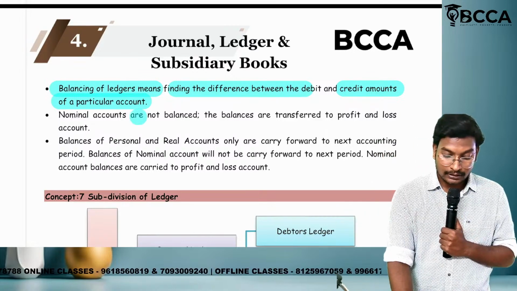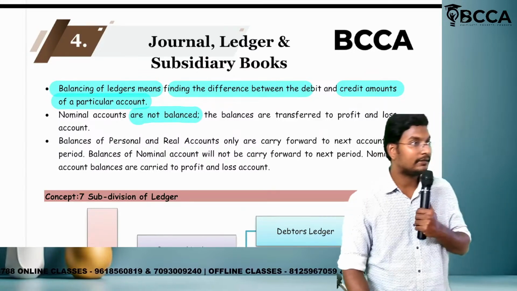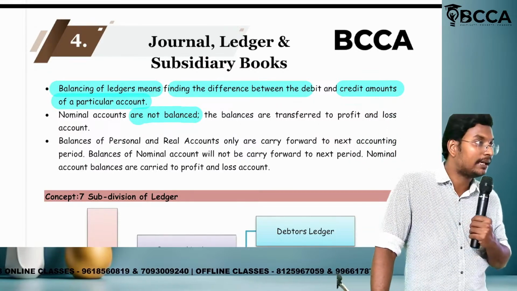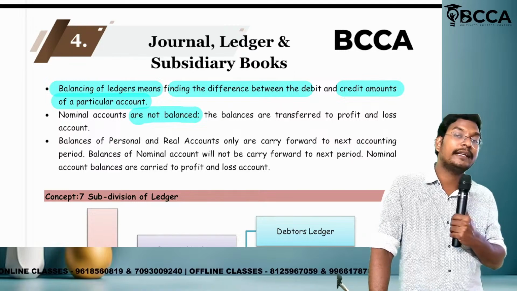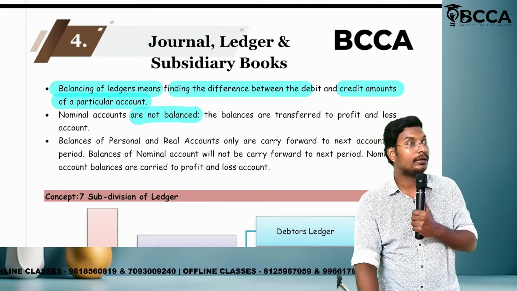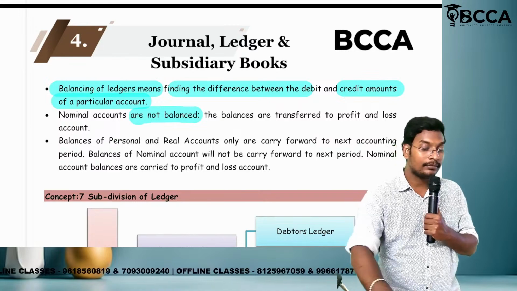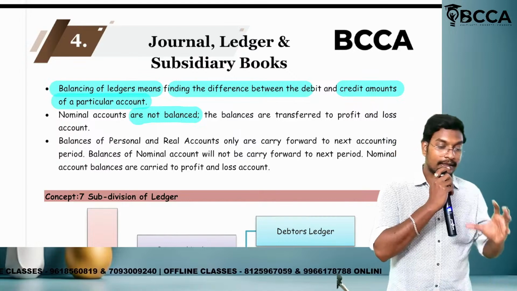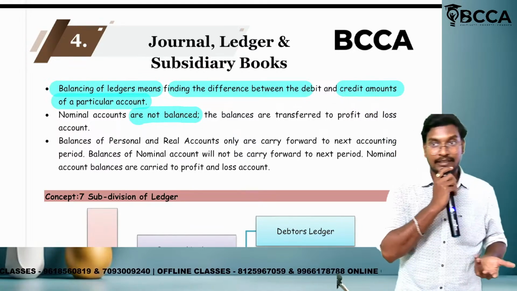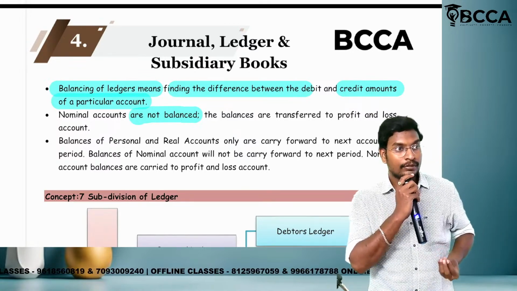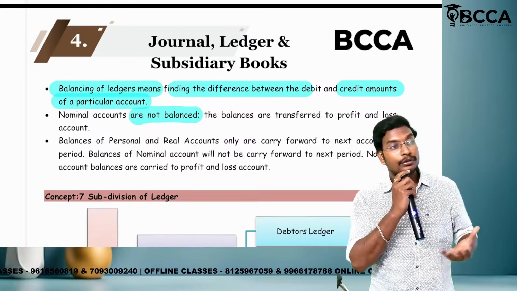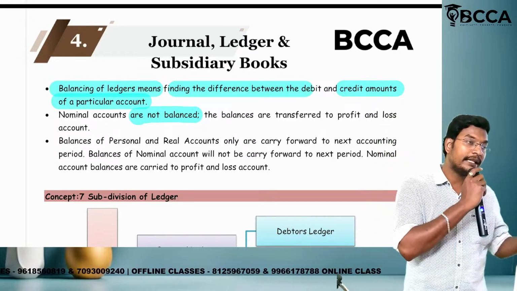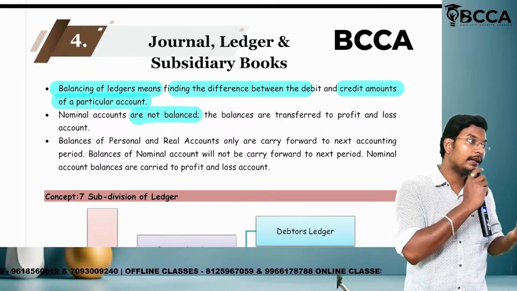Nominal accounts are not balanced. Are nominal accounts balanced or not balanced? Not balanced at the end of the year. Okay? For every month we will do the balancing. But at the end of the year, we should not do the balancing for the nominal accounts. What are the nominal accounts? The nominal accounts are expenditure, losses, incomes and gains. For example, salary is an expenditure. Commission received is an income. For this type of accounts, we should not do the balances at the end of the year. But every month, we have to do the balancing.